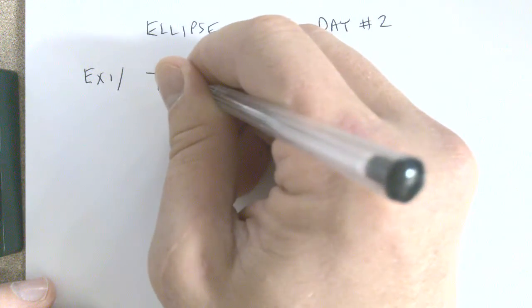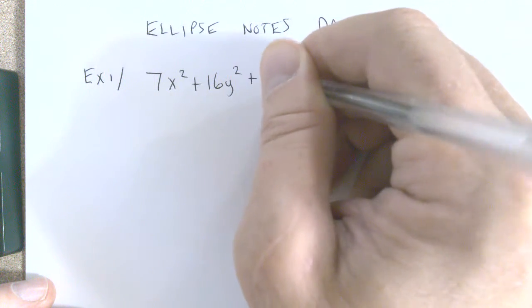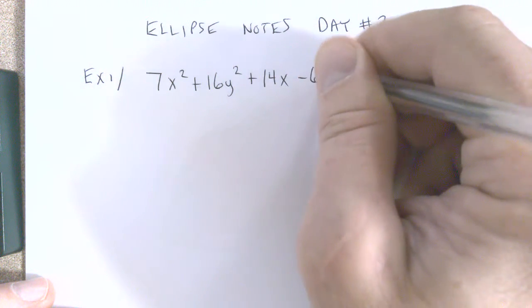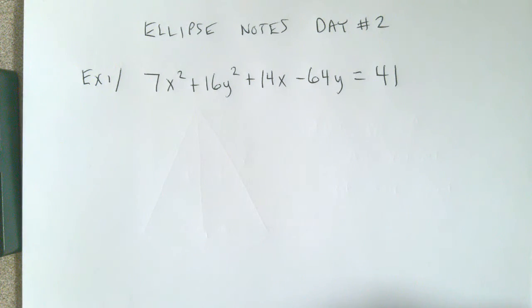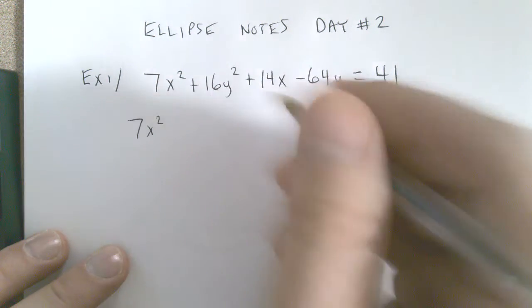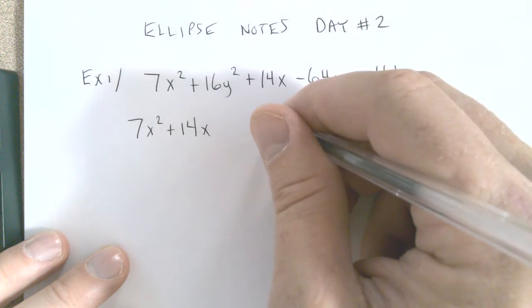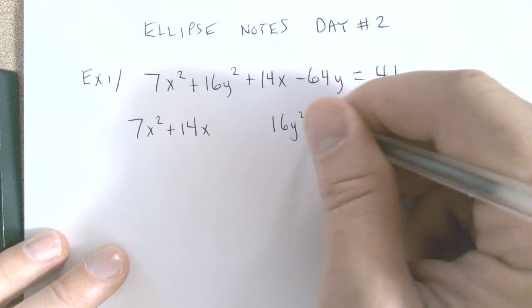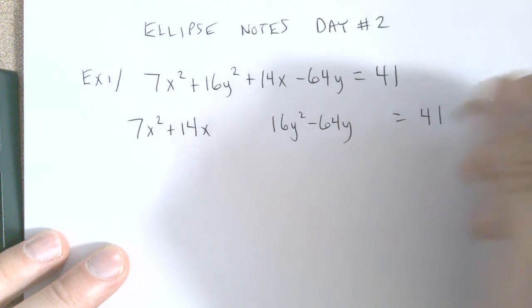7x squared plus 16y squared plus 14x minus 64y equals 41. Okay, so very similar to what we did with the circle, we're going to do kind of the same process. We're going to get our x's together. We're going to get our y's together. And we're going to move our constant to the right.